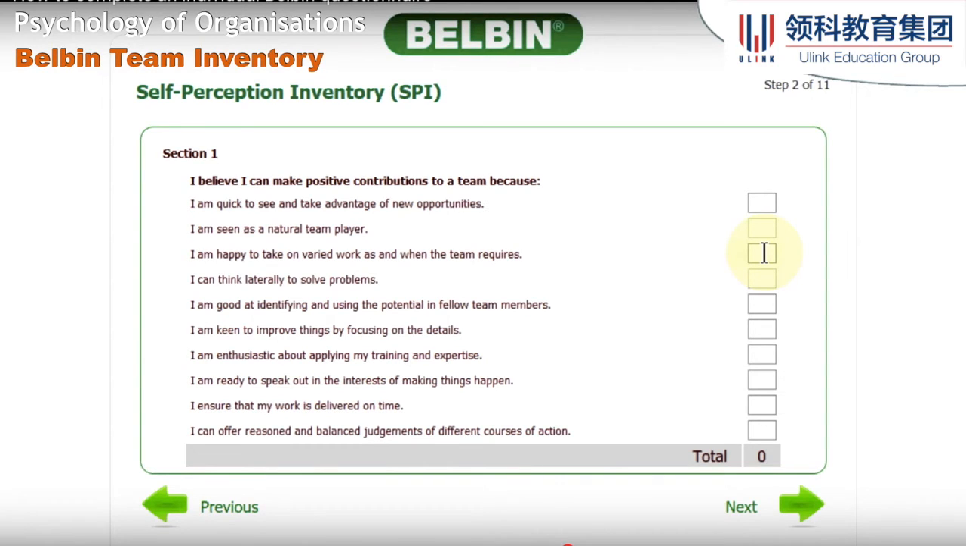Now, when people take these sort of self-reports, there's a tendency to answer the question in a socially desirable way. So, for example, that first item, I'm quick to see and take advantage of new opportunities. If I wanted to impress my boss, I might say, yeah, that's me. I'll give myself a 10. I'm seen as a natural team player, 10. I'm happy to take on varied work. Of course, that's me, 10. 10, 10, 10, 10, 10.